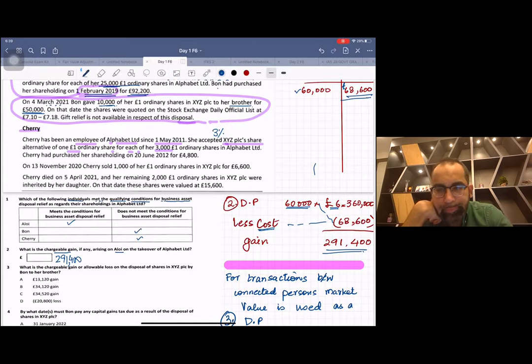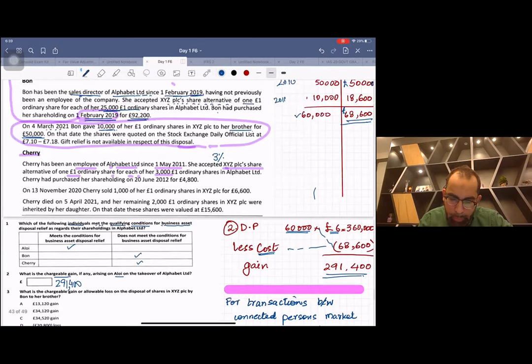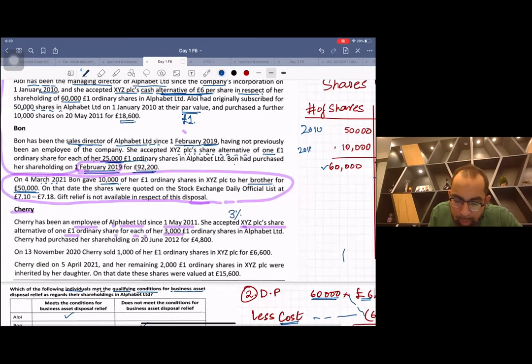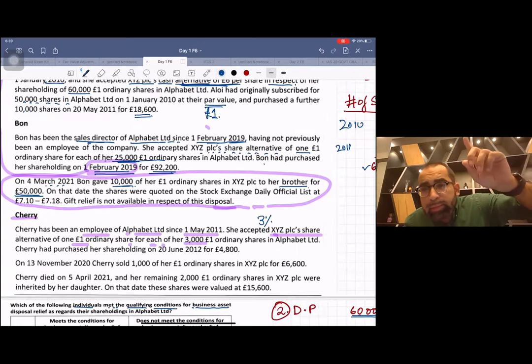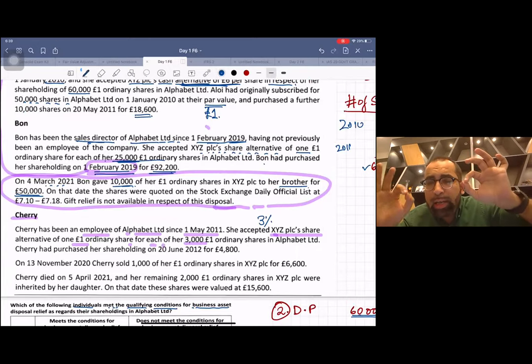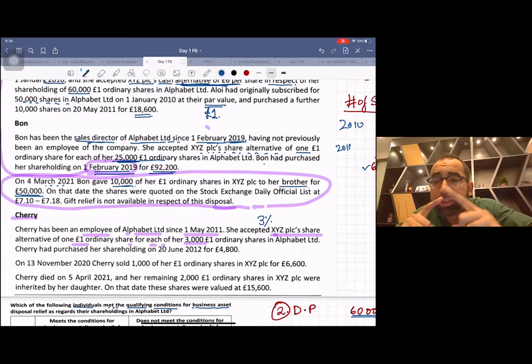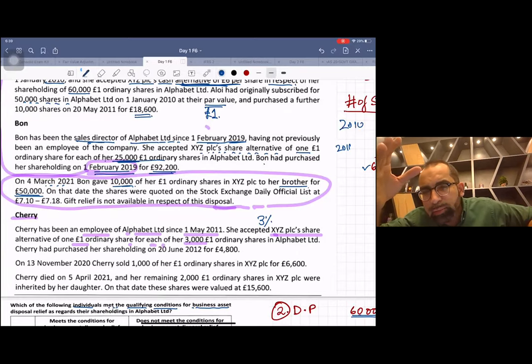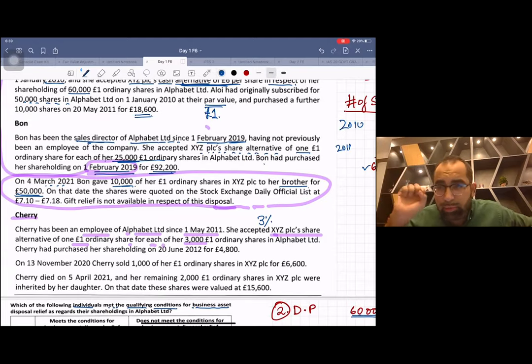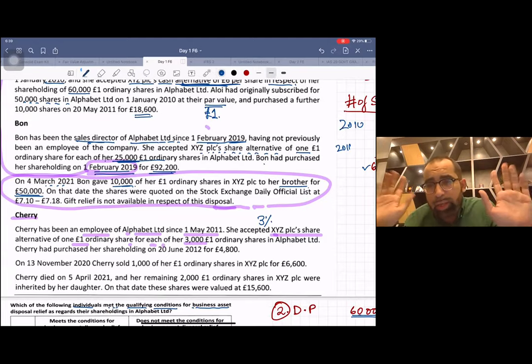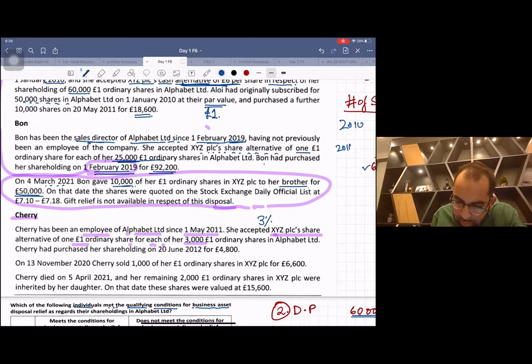Okay. Now, next, Bond. Bond had 25,000 shares of previous ABC, and he opted for share exchange. So he gave away 25,000 shares of ABC. He got the shares of XYZ. Simple, pure share exchange, one for one with same cost. See, the cost is still 92,200.